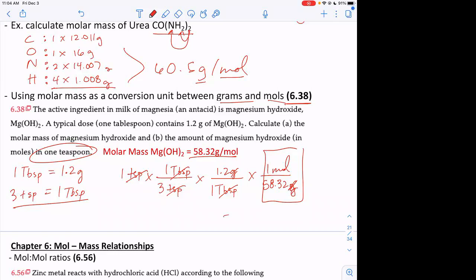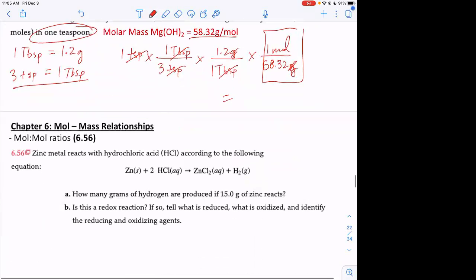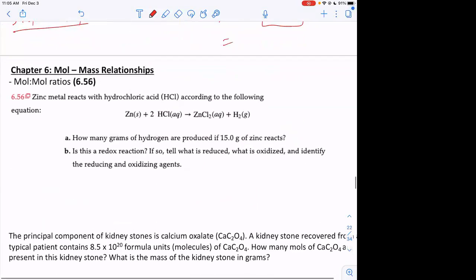Anybody got our answer? Anyways, you would do 1 divided by 3 times 1.2. Did you get it, Carson? Oh, sorry. I didn't know if that was a calculator. You're good. You don't have to do it, but usually people like to calculate it.